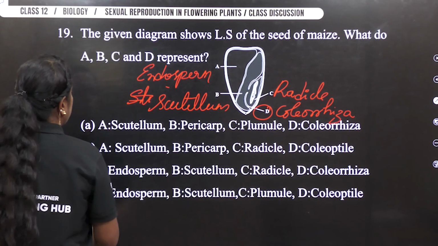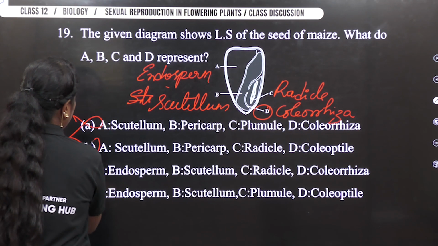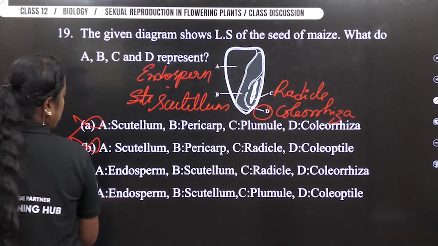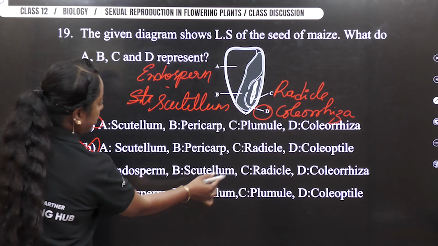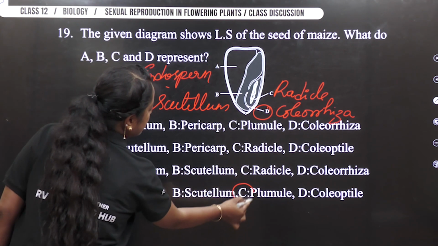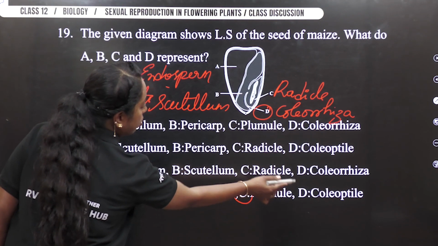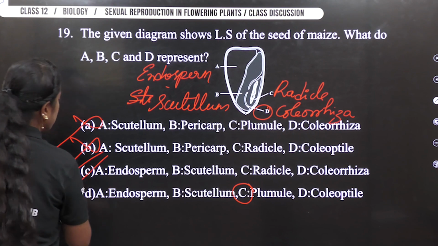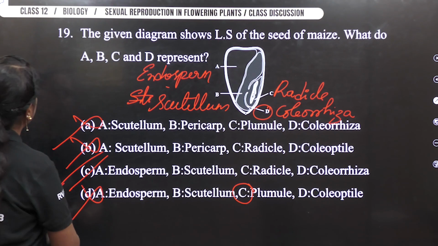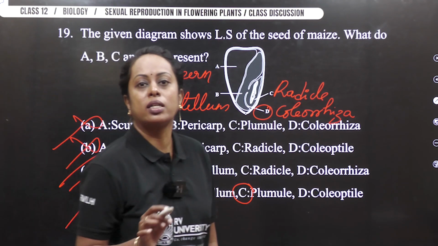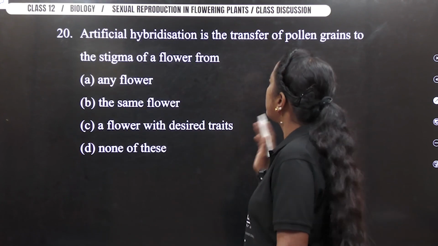So your answer is not A, not B, endosperm, scutellum. C says radicle, here it says plumule. Next comes what? Coleorhiza, coleoptile. So answer C becomes our answer, not option D, and I hope that you have also marked it correctly. With this, let us see the next.